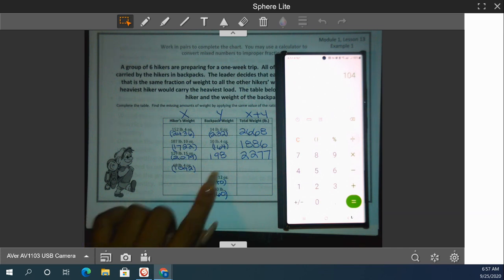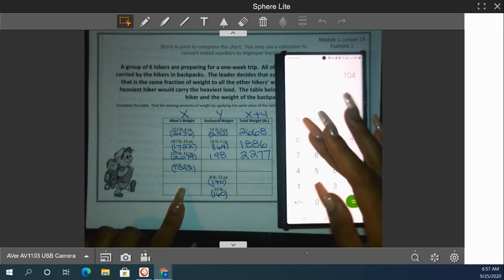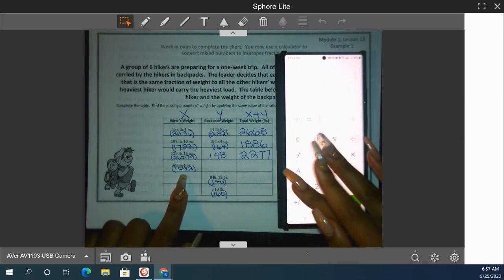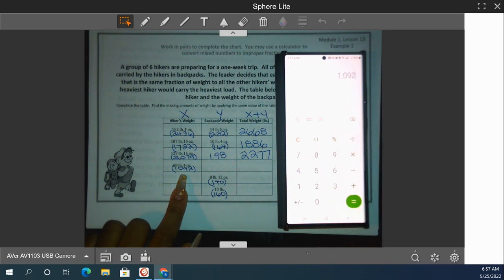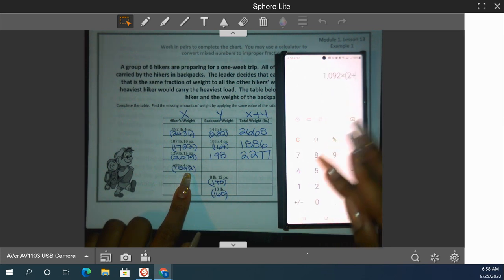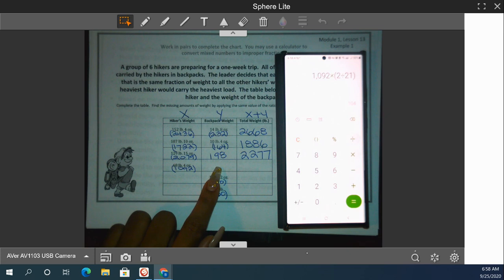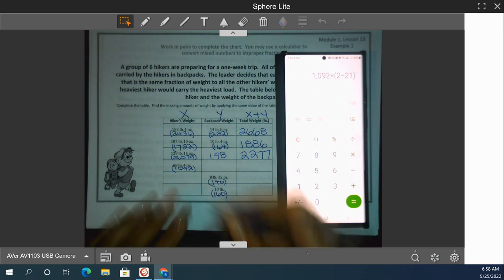Everybody see that? Try that one more time. Let's take it real slow. 1,092. I'm going to multiply that to 2 over 21. And this is my unit rate. And I get 104. Okay?